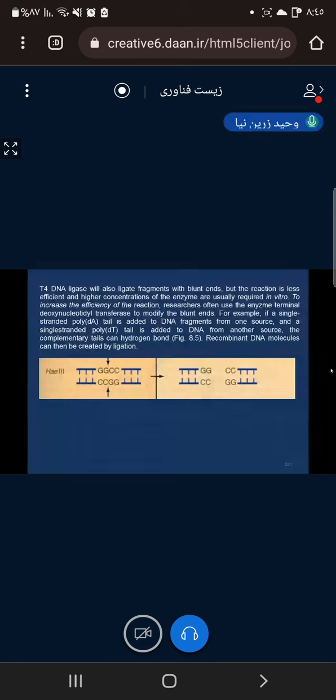T4 DNA ligase will also ligate fragments with blunt ends. But the reaction is less efficient, and high concentrations of enzyme are usually required in vitro. To increase the efficiency of the reaction, researchers often use the enzyme terminal deoxynucleotidyl transferase to modify the blunt ends.